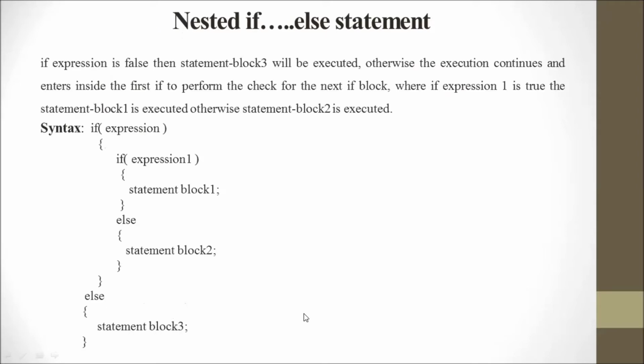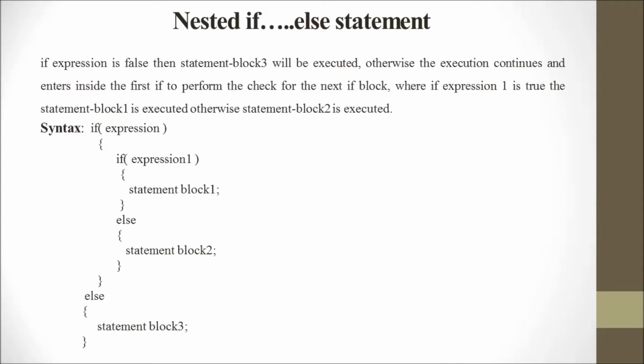Okay. Nested if else statement. If the expression is false, then statement block 3 will be executed. Otherwise, the execution continues and enters inside the first if to perform the check for the next if block, where if expression 1 is true, statement block 1 is executed, otherwise statement block 2 is executed. So this is the syntax of nested if.